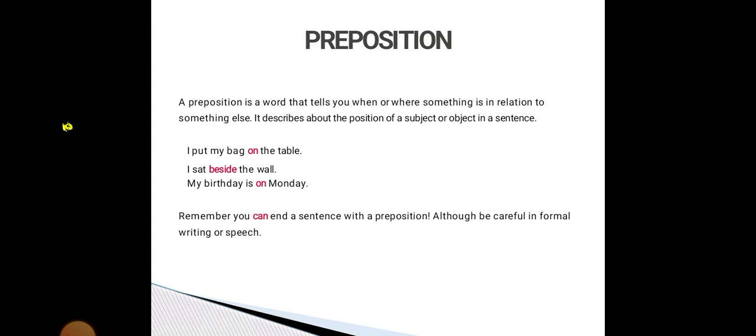That's all about prepositions. A preposition is a word that tells you when or where something is in relation to something else. I put my bag on the table. I sat beside the wall. My birthday is on Monday. Remember, you can end a sentence with a preposition, but be careful in formal writing or speech. Okay. Next we can see about conjunctions.